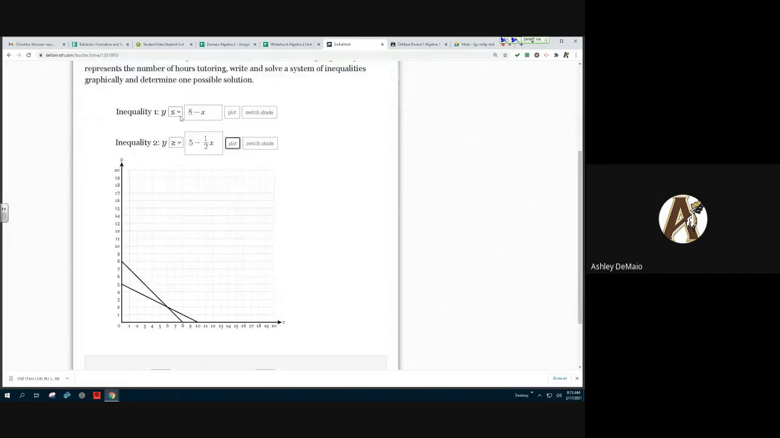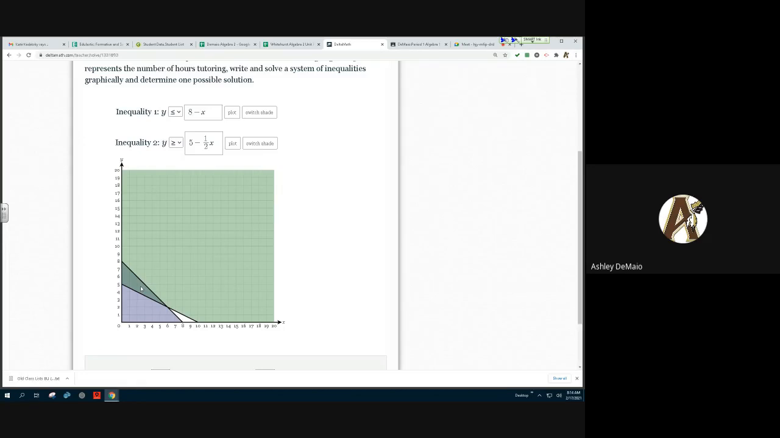Okay? If you look at the first equation, y is less than or equal to, so it wants to be shaded below. And then the second equation, it's greater than, so it needs to be shaded above. So if you look, our overlapping shaded region is right here. Okay, so we want to determine how many hours tutoring and walking dogs. They asked you just to find one possible solution. Okay, so let's just determine one possible solution in this shaded area.